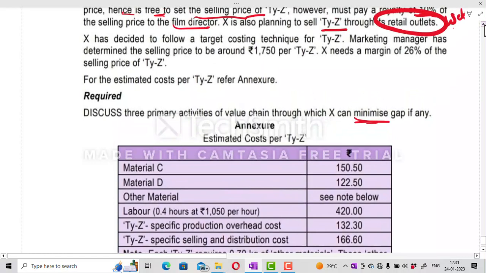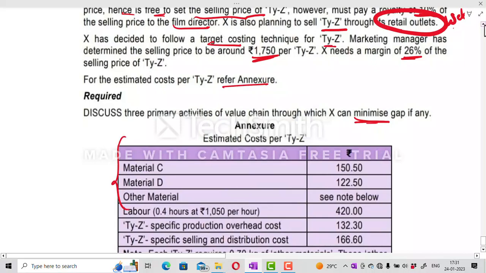X has decided to follow the target costing technique for TYZ. The marketing manager has determined the selling price to be around 1750, and X needs a margin of 26%. For the estimated cost per TYZ, refer to the annexure. Okay, these are the costs.